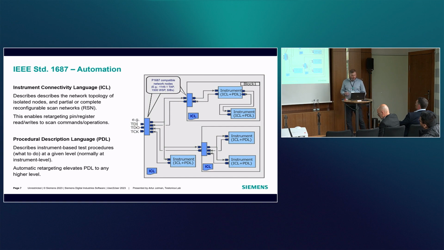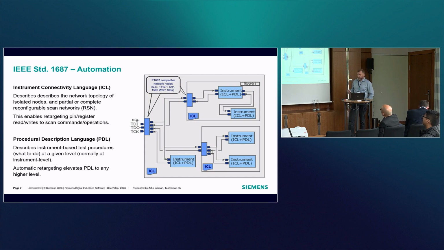Automation is the key behind this IJTAG standard. It is based on two description languages: the instrument connectivity language, or ICL. It's a way to describe subnetworks of instruments or subnetworks of your scan chains, as well as to describe the complete topology of all the scan chains and network implementation on the chip.